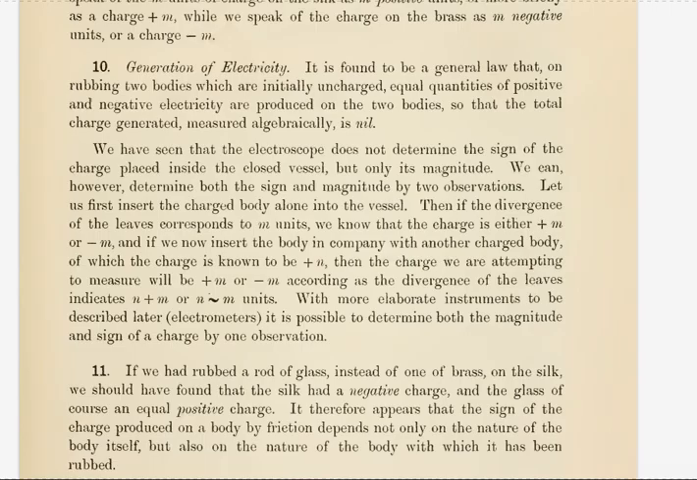We can, however, determine both the sign and magnitude by two observations. Let us first insert the charged body alone into the vessel. Then, if the divergence of the leaves corresponds to m units, we know that the charge is either plus m or minus m, and if we now insert the body in company with another charged body, of which the charge is known to be plus n, then the charge we are attempting to measure will be plus m or minus m according as the divergence of the leaves indicates n plus m or n minus m units.